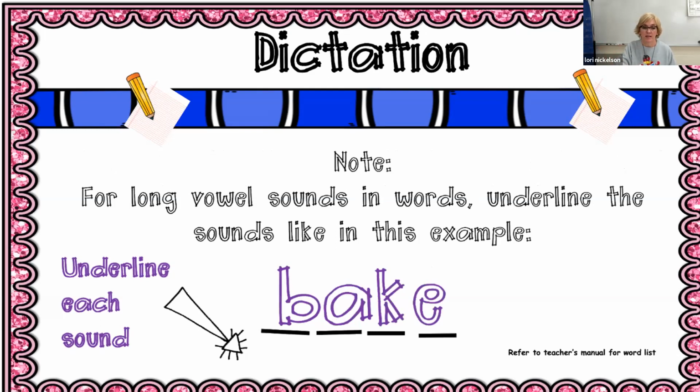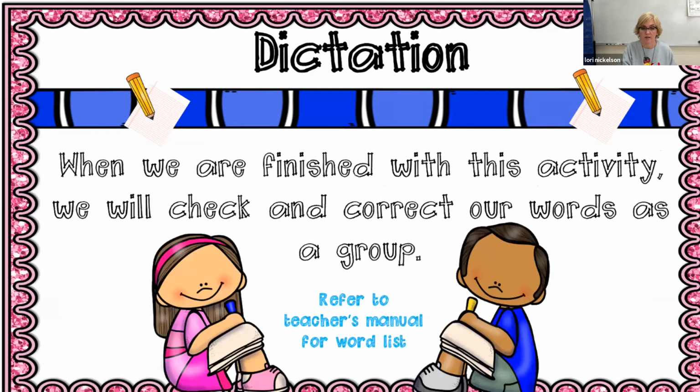Okay? Now, for long vowel, remember the long vowels in words, underline the sounds like in this example. You could do b, a, k, a. All right. When we are finished with this activity, we'll check and correct our words as a group. But you know what? We're going to do it together. So I'm going to start with the first one. The first word is tool. Tool. So on your board, I want you to write tool.